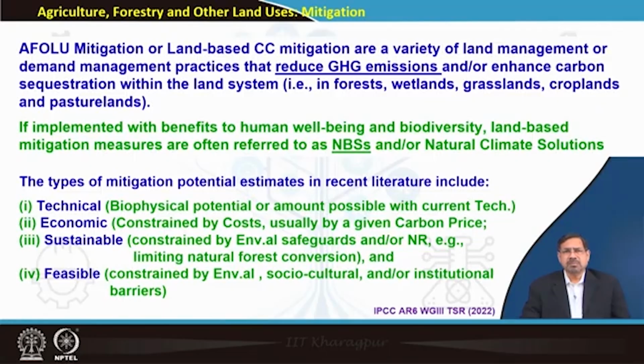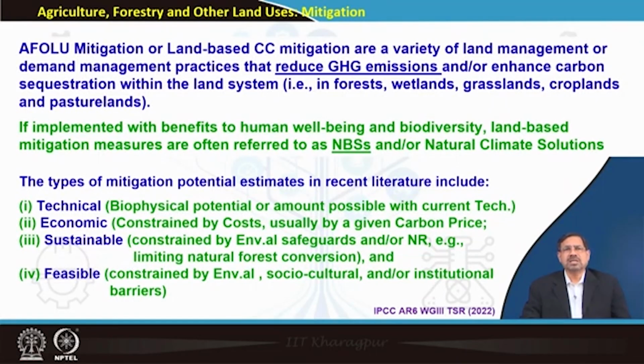The types of mitigation potential estimates in recent literature include 4 types. First is technical, then economic, sustainable and feasible. As far as the technical is concerned, we have the biophysical potential, or the amount possible with current technologies available, in terms of the technical potential.